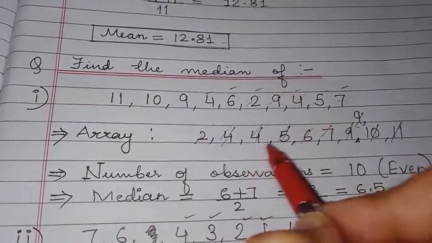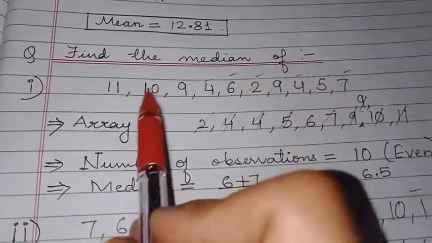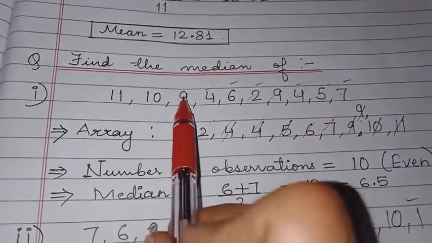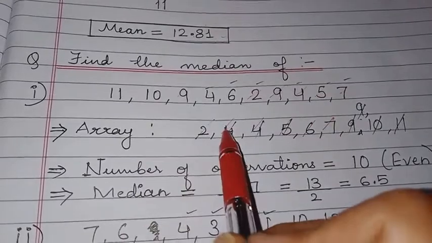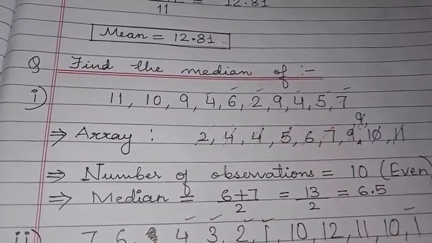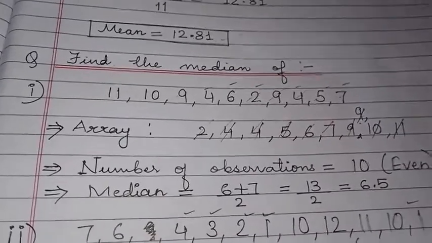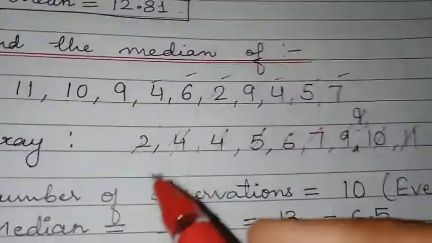So 2, 4, 4, 5, 6, 7, 9, 9, 10, 11. After that just confirm: 1, 2, 3, 4, 5, 6, 7, 8, 9, 10. And 1, 2, 3, 4, 5, 6, 7, 8, 9 and 10. It is matching, which means we are correct. Now let us find its mid term.